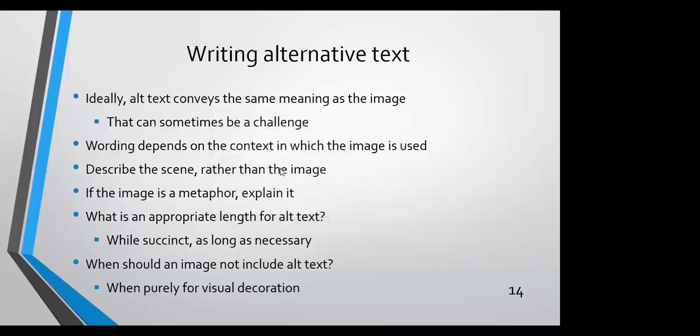So, writing a bit more about writing alternative text. Ideally, all text conveys the same meaning as the image, and that can sometimes be a challenge. And in fact, sometimes I would assert that it's not possible. Particularly in an educational setting, if material presented online is to be conveyed effectively to someone with a print disability or significant vision loss, you may well be looking at raised line drawings, 3D printers, etc. So there are times where alt text just will not do the job.